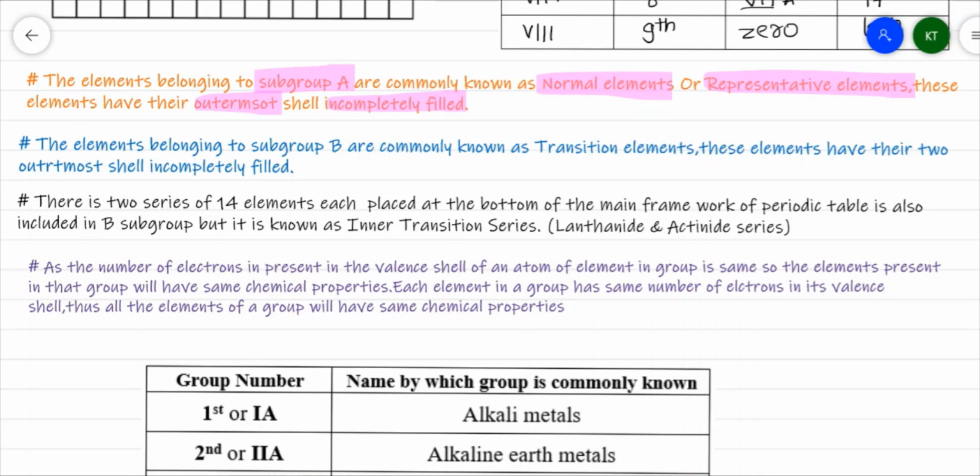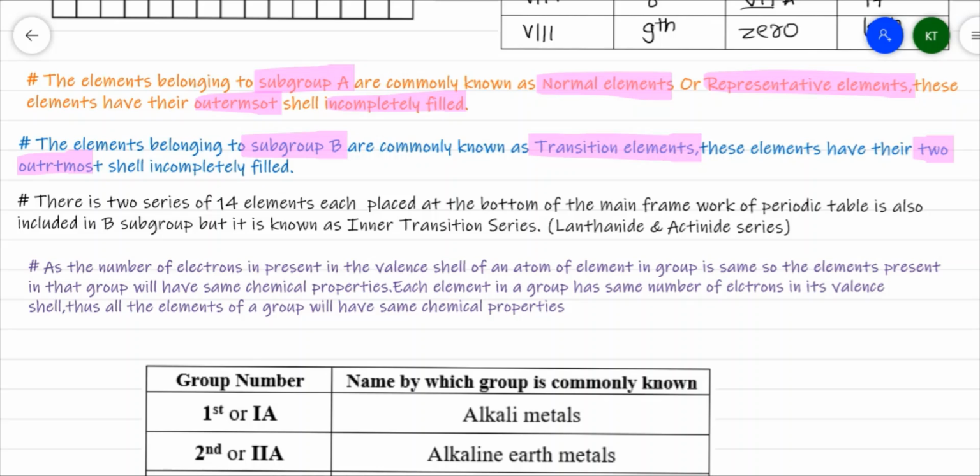Now, the elements which belong to subgroup B, that is from group number 3 to group number 12, are called transition elements. These elements have two shells incompletely filled. That means the outermost two shells are incompletely filled.